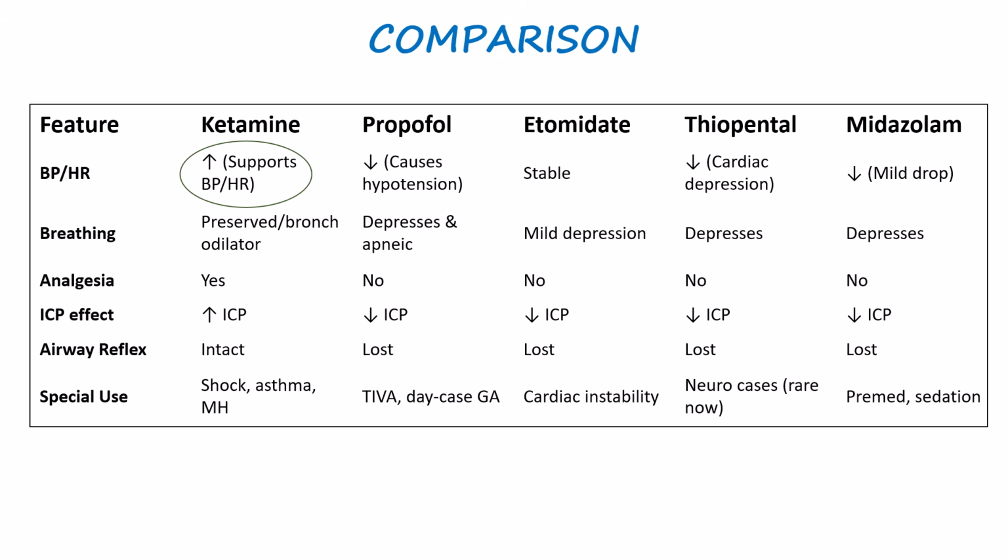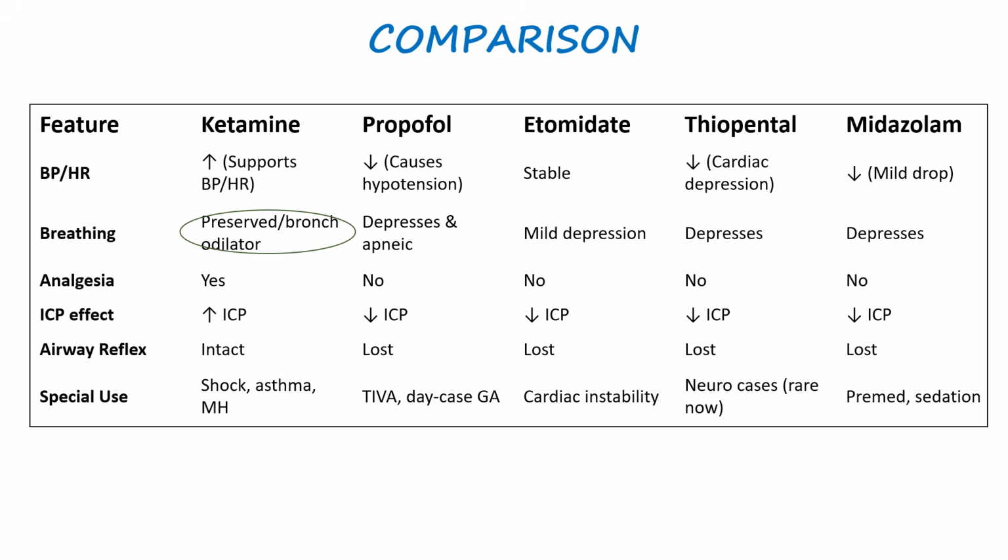Ketamine also preserves breathing and airway reflexes, so the patient continues to breathe on their own. This is different from agents like propofol, thiopental, and midazolam, which commonly cause apnea and loss of protective airway reflexes. However, we should remember that it can increase airway secretions and might cause aspiration. Moreover, ketamine acts as a bronchodilator, making it especially helpful in patients with asthma or bronchospasm, where other agents could worsen respiratory function.